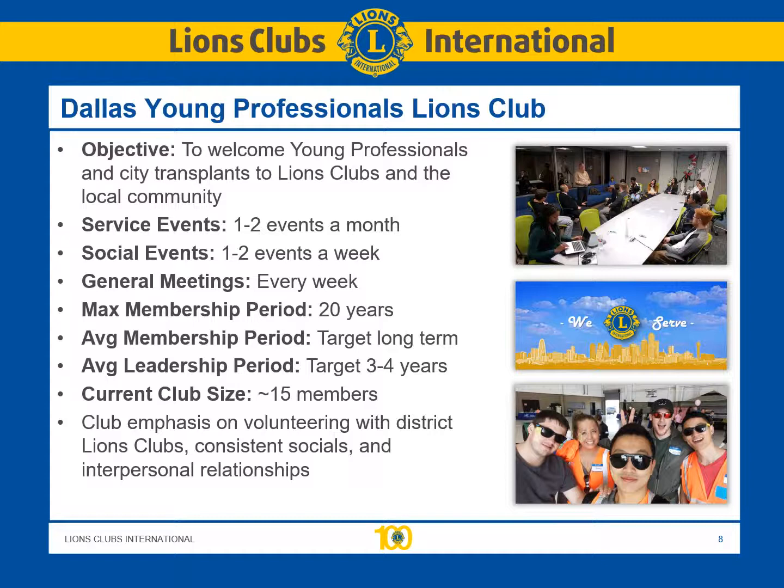We had about 1 to 2 socials a week as well. We tried to make it more social than service at first because we wanted to, again, create that community. And unfortunately, young professionals don't necessarily want to go volunteer every weekend. Our general meetings were every week, and our target audience is more of a long-term target with the average leadership period of 3 to 4 years. Current club size is around 10, 15, 20 members, depending on when you ask us, but the club emphasizes volunteering with District Lions Club rather than different partners, consistent socials, and interpersonal relationships.